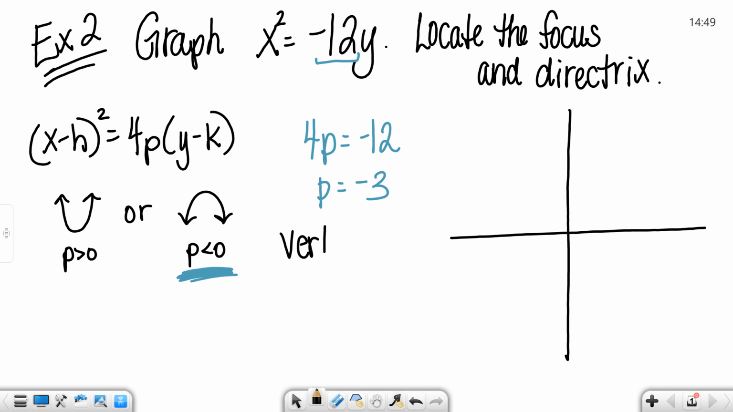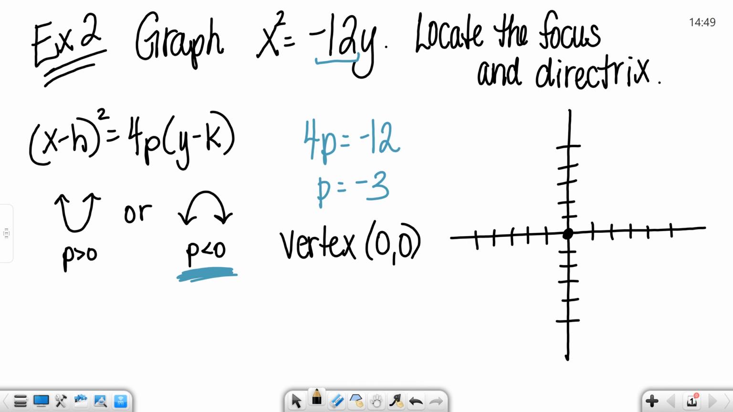All right, let's look at what our vertex is. H and K, it doesn't appear that I have an H and K. They are 0, 0. All right, so here's my vertex. I've already decided that this thing opens downward. Now, I can't just draw a curve because I don't know how fat it is. So the next thing I'm going to find is I do need to locate the focus. It asks for that. I do need to locate the directrix. It asks for that. And then we'll worry about finishing up our graph.